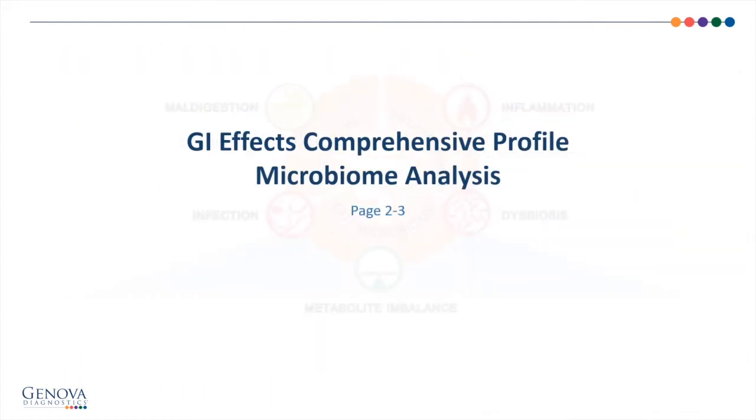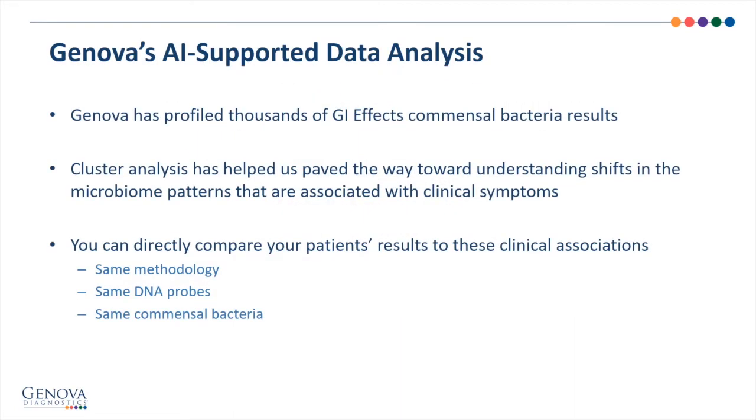After the first page of the GI Effects, we have a complete microbiome analysis. And we arrived at this microbiome analysis by looking at this AI-supported data analysis. We've profiled thousands of GI effects, and what we did was we did a cluster analysis to really help us understand the shifts in the commensal bacteria that are associated with different clinical presentations. And in that way, you get to compare your patient's results to thousands of other patient results using the same methodology, the same DNA probes, and the same commensal bacteria.